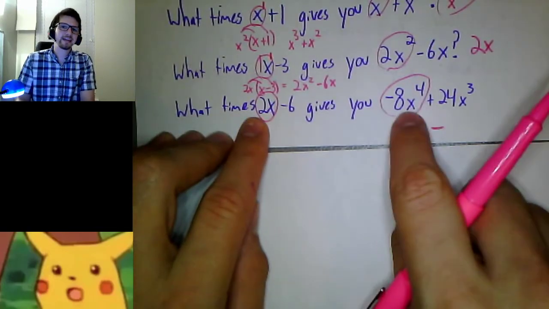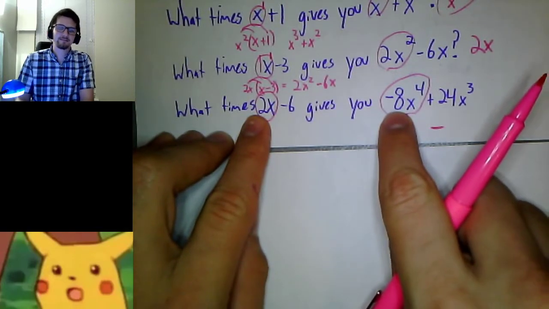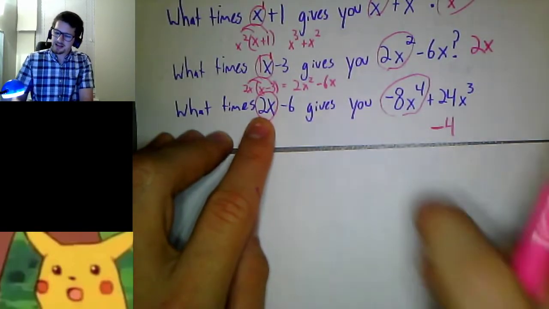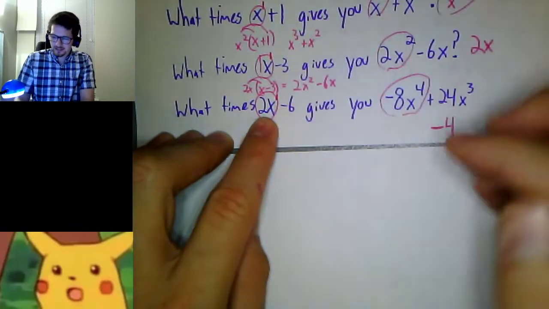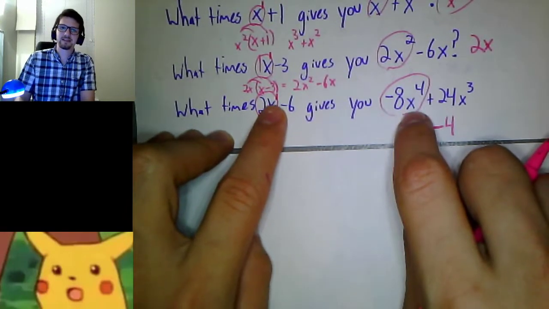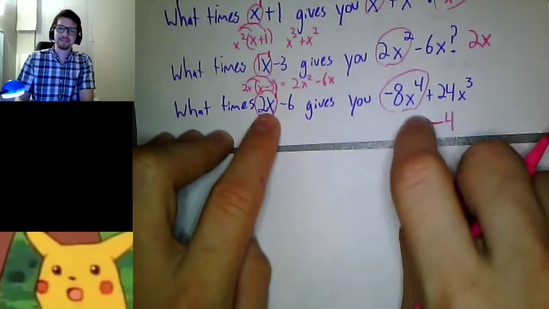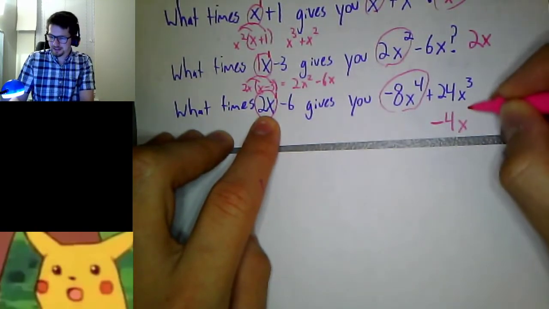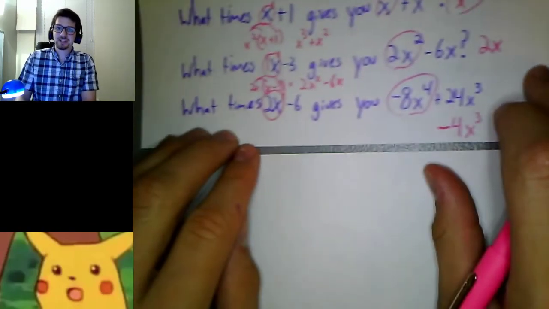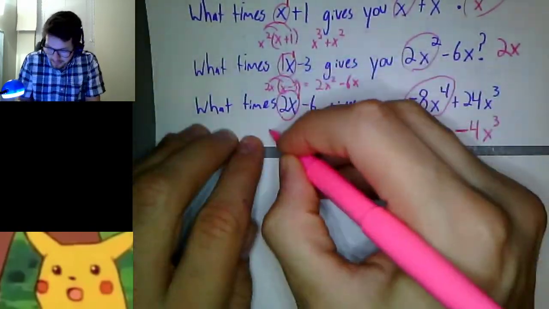Okay? 2 to 8. 2 times what gives me 8? 2, 4, 6, 8, 4. Okay? X to the 1 going to x to the fourth. How many x's am I missing? 4 minus 1. I'm missing 3 x's, so I need to multiply this by 3 x's. I have my answer, but I'm going to check it because these are funky.